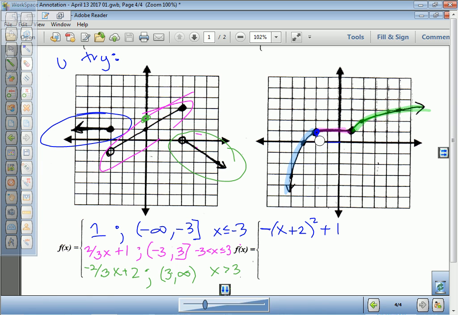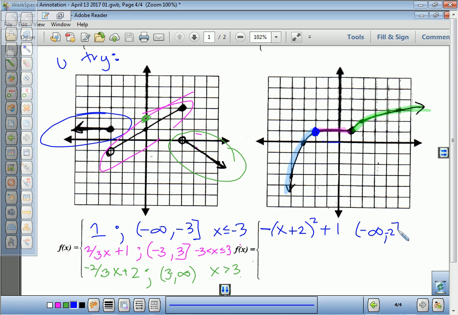Now I get a choice here. Do I include this solid dot here with this piece? Or with the next piece? It does not matter. If we did it with this piece, it would be from negative infinity to negative 2 inclusive, or x is less than or equal to negative 2. Because I chose to include it here, my next one I cannot include. So it would be negative 2 less than x less than 1. That's just a little horizontal line, so it's y equals 1.